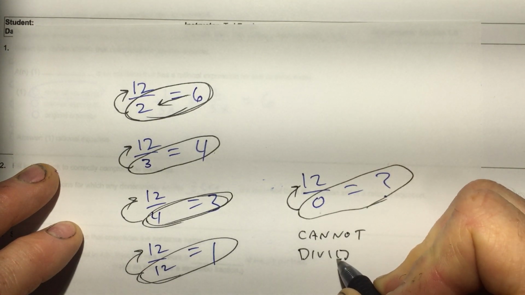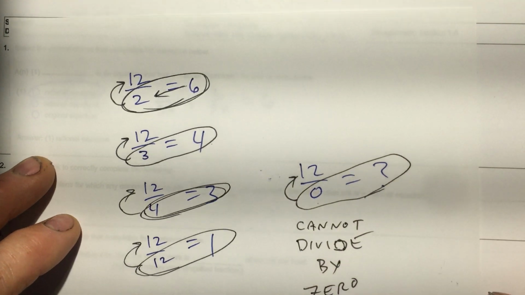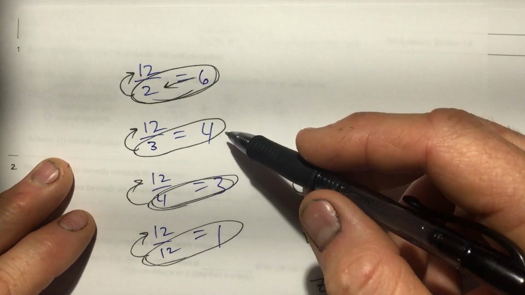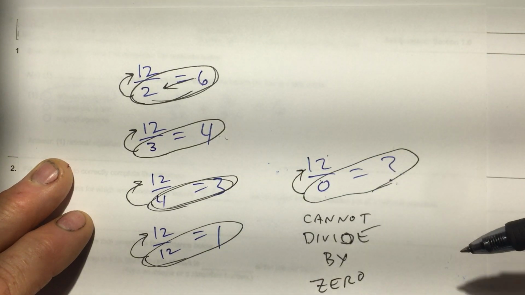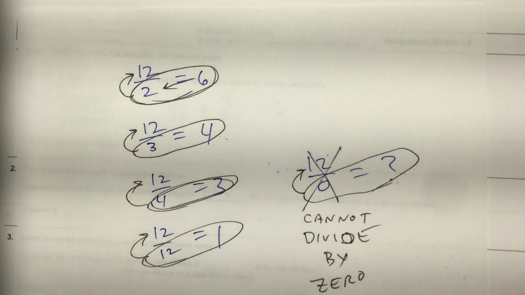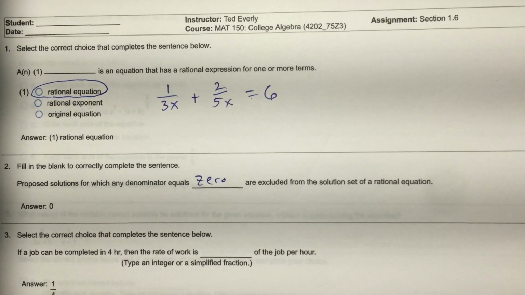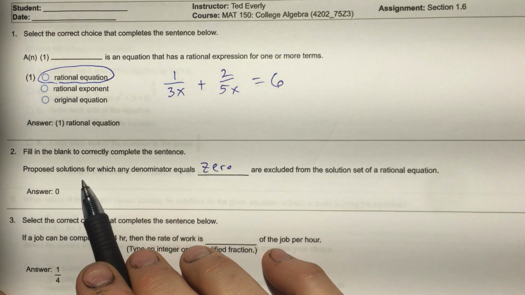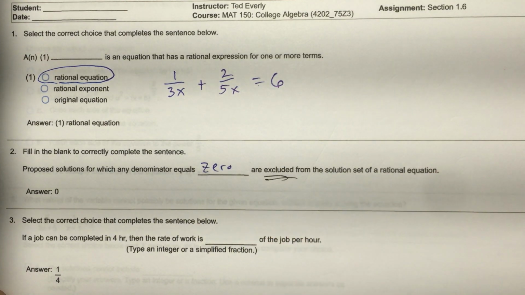And so we just say in mathematics, we cannot divide by 0. We just don't do it. Cannot divide by 0 because it doesn't work out. We don't have our inverse here. All these others work, but this won't work. There's no number times 0 that gets 12. So we don't do this. Any value that makes a division by 0, we just have to rule it out. We can't have that value. So that's what this is saying here. Proposed solutions for which the denominator equals 0 are excluded. We can't have those solutions.